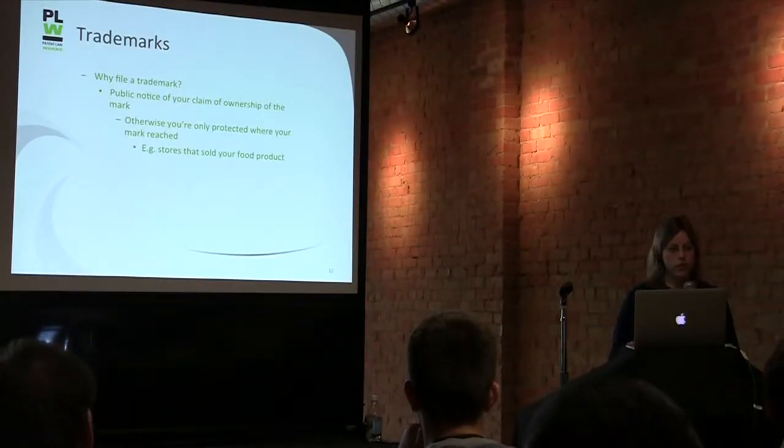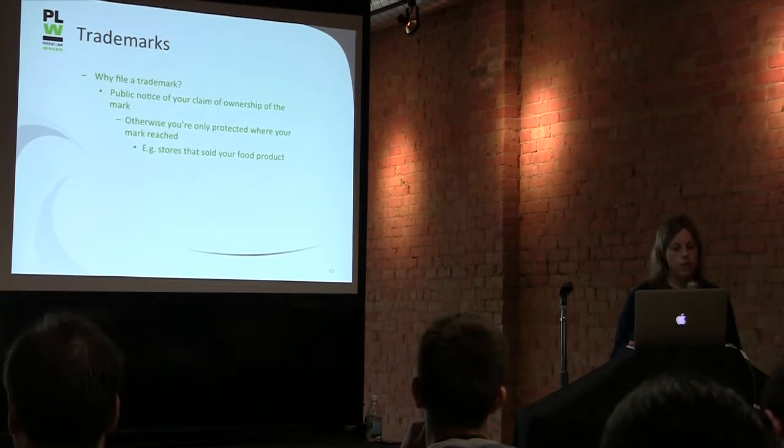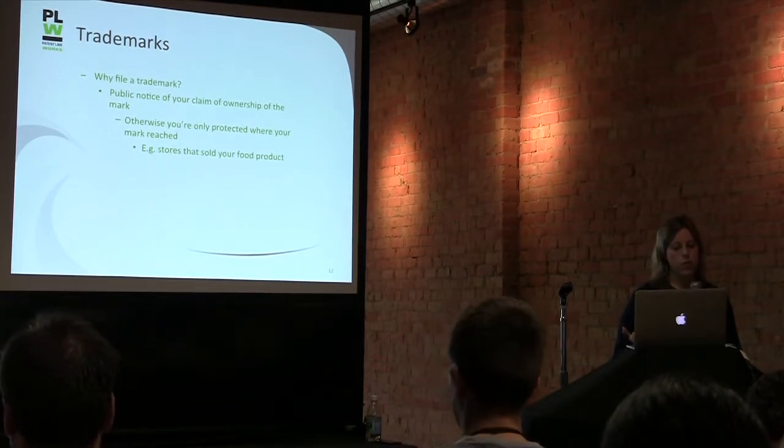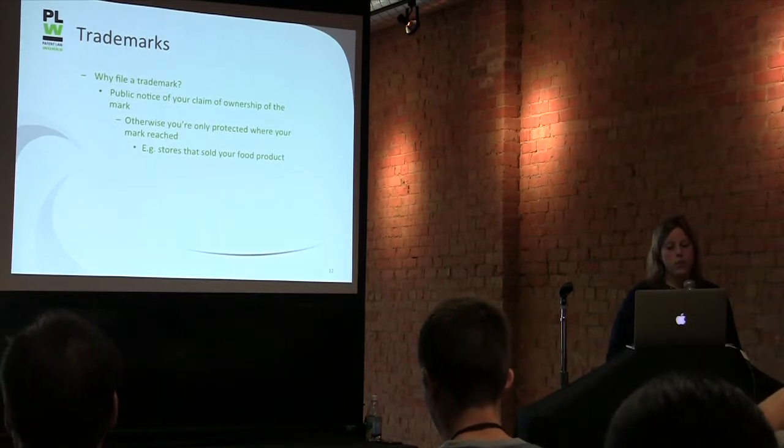So why are we even filing a trademark? The benefit of it is that it creates public notice of your claim of ownership of the mark. Otherwise, you're only protected where your mark is reached. For example, if you had a physical product like food, it's only the stores that are selling your product. It has to have people who are actually coming into contact with it. It's a little bit less important when we're talking about software because if you have a website, then you've probably reached people in a variety of different states because they loaded the browser in their state and therefore you have this contact. But it's still just a lot easier if you file it.